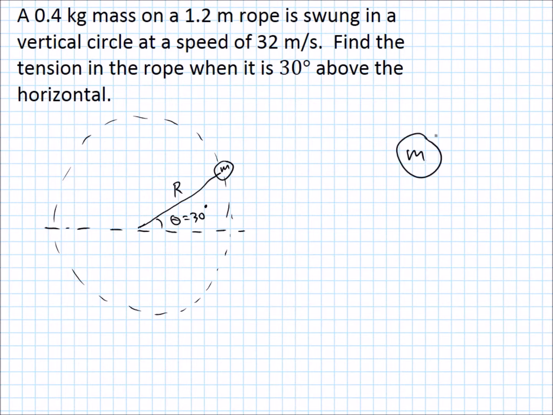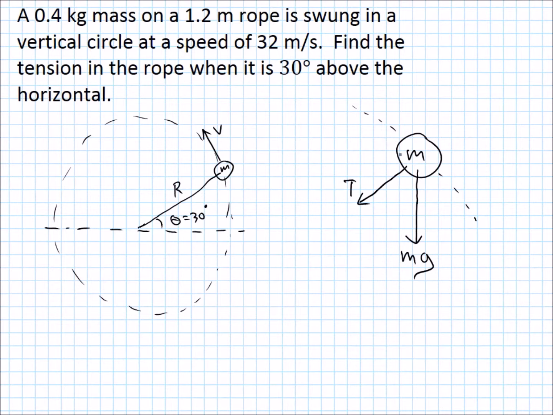Here's the mass. I'm just going to give myself an idea of where it was moving. I should mention over here it has some velocity. Okay, so the forces on this mass, well, we're going to have tension this way, and we're going to have gravity this way. Those are the only two forces.